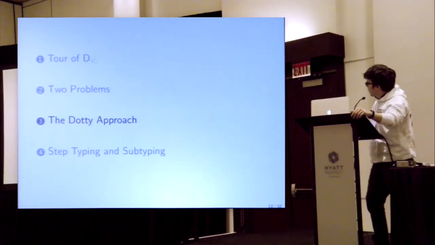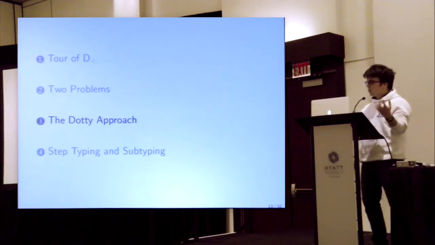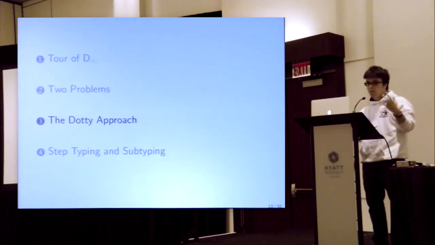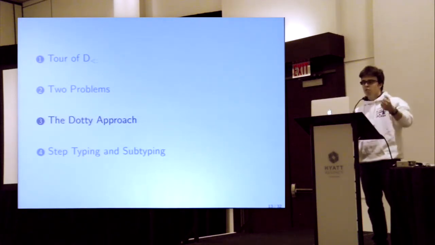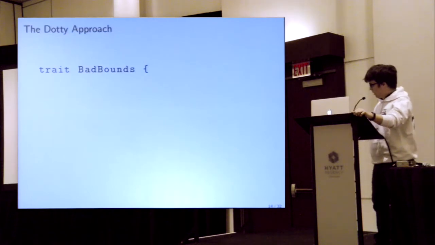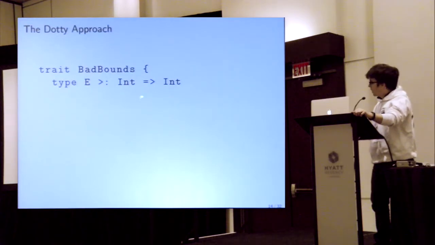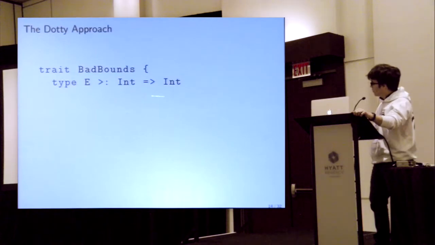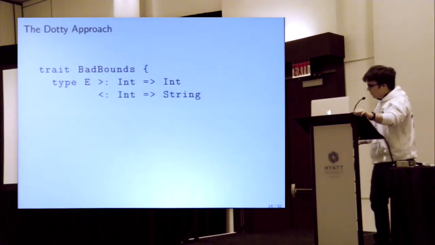So, okay. There are these two problems that make typing DSub hard. But we also know that there are existing compilers that somehow manage to either overcome or work around all these problems. So let's take a look at what Dotty in particular does. A very similar example to what we saw before: we have a trait, BadBounds, and we're going to have this abstract type declaration with a lower bound and an upper bound. So E has lower bound int goes to int, and upper bound int goes to string.